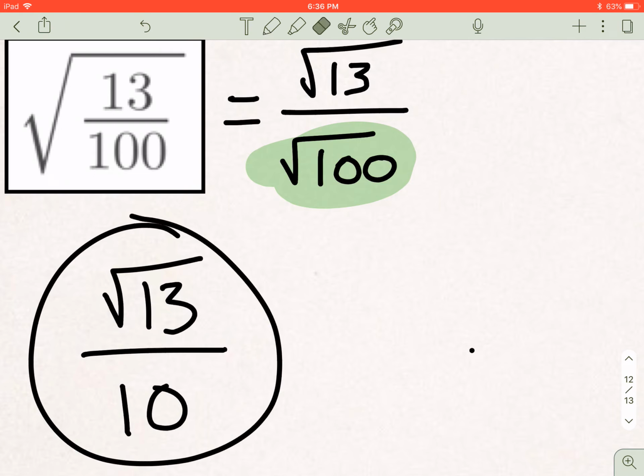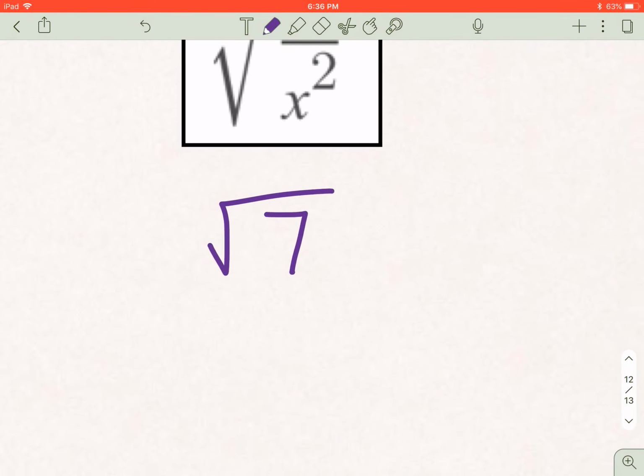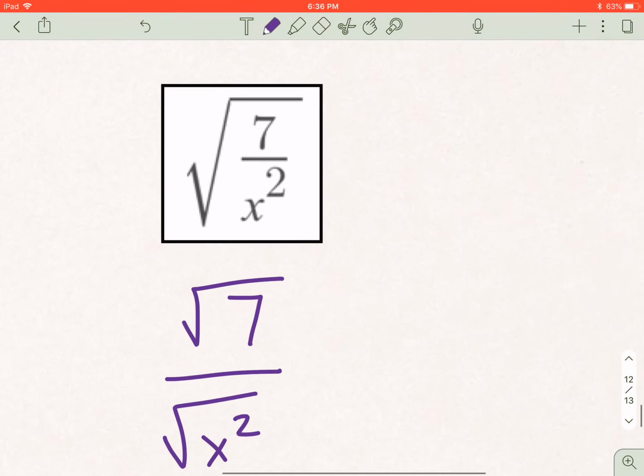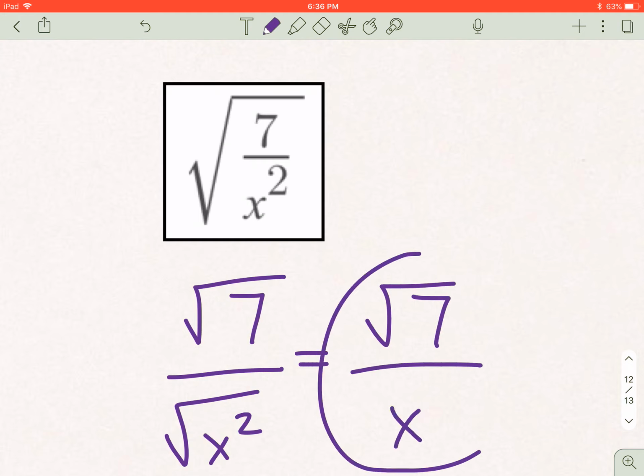That's all I have to do for those. Put the square root in the numerator and the denominator. Take the square root of what you can, and what you can't, leave it. So the square root of 7 over x squared is the same as the square root of 7 over the square root of x squared. I can't take the square root of 7, so I leave it. I can take the square root of x squared, so that's x.